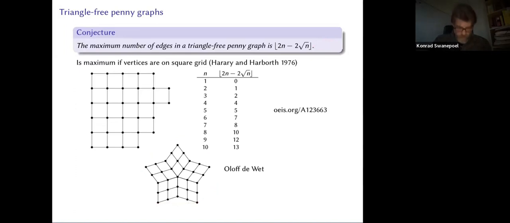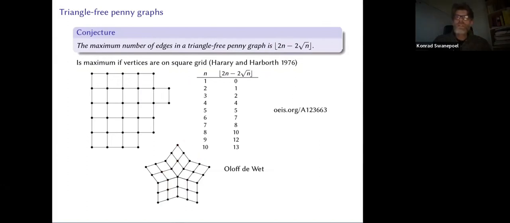It looks like five square lattices put together. It works. This one works. The smaller one also works. You get exactly this value. But if you want to extend it, if you want to make this example bigger, then it doesn't work anymore.